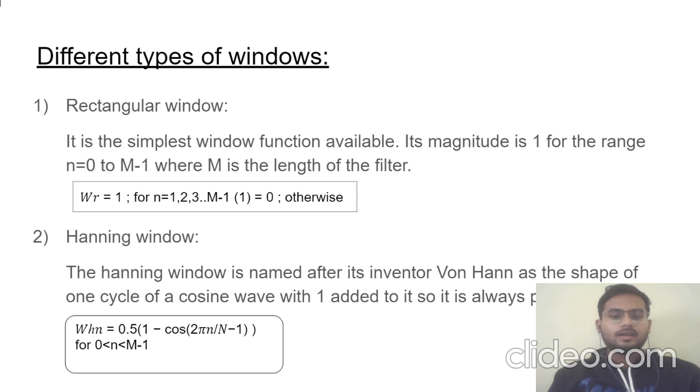The Hanning window. The Hanning window is named after its inventor Von Hann, as the shape is one cycle of a cosine wave with one added to it, so it is always positive. The function is given as w Hn of n equals 0.5 times bracket 1 minus cos of 2 pi n over M minus 1, for n between 0 and M minus 1.